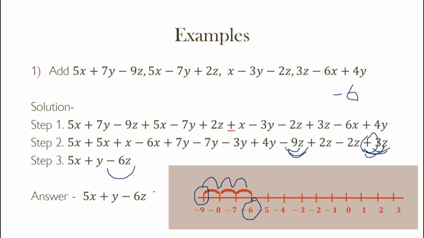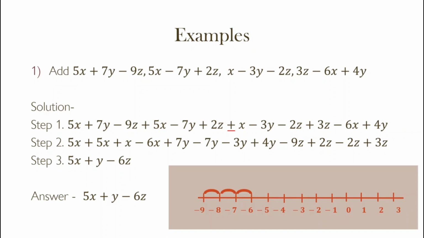It means our rule is correct that whenever there are two opposite signs, we always subtract, and the sign in the answer is always of the bigger number out of the two numbers. I hope it's clear. So our final answer is 5x plus 5 minus 6z.